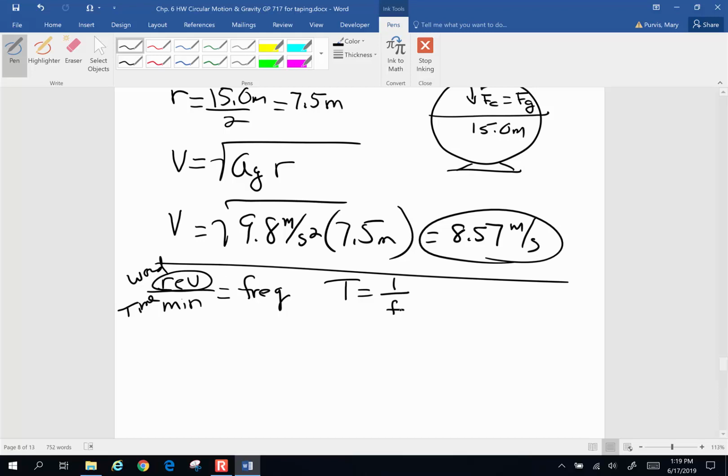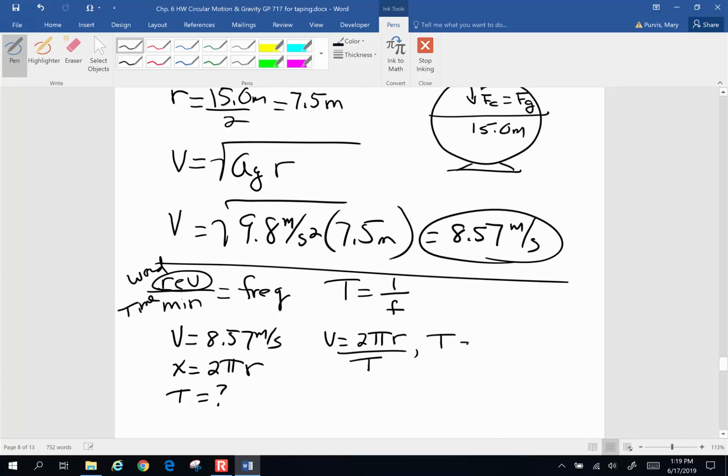So let's see what we can do with the information that we have. We've got velocity. We know the velocity to go around a circle is 8.57 meters per second. We know the distance that's traveled is 2 pi r, and we're trying to find time. So the velocity in the circle is going to be 2 pi r, the circumference, divided by the period time.